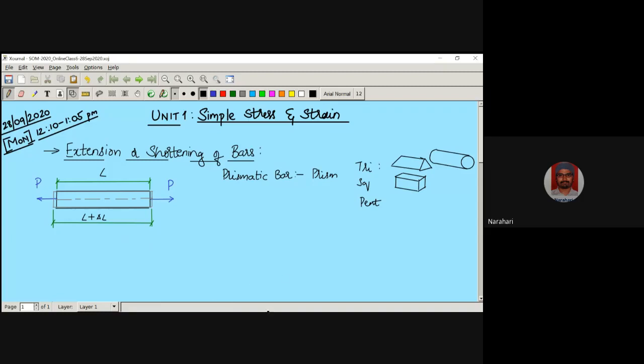Let us assume that the given length of the bar is L. Let A be the cross sectional area of this particular bar, and let E be the Young's modulus.